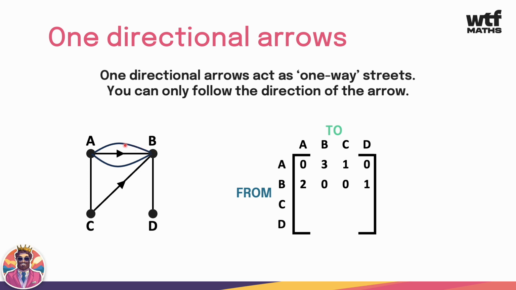So there's only 2 ways to get back to A starting from B. B to B is not possible. B to C we can't do because of this one-way arrow, okay? We can't go against that flow there. And B to D is still possible.